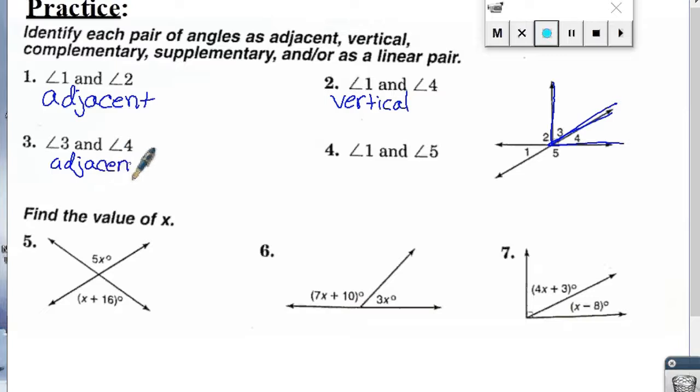If they're adjacent, they cannot be vertical. Complementary means they add up to 90 degrees. Now guys, if we take a look at this really closely before I marked it up, there's a tiny little square right here. That square means that those two rays are perpendicular. Perpendicular means they form a 90-degree angle. So these two angles together have to form that 90 degrees, which makes them complementary.